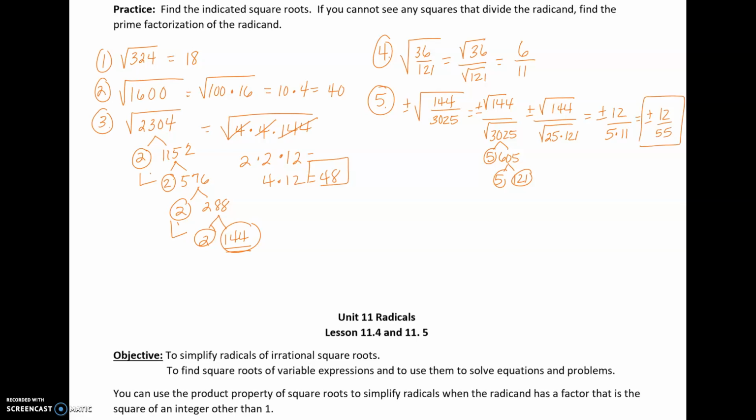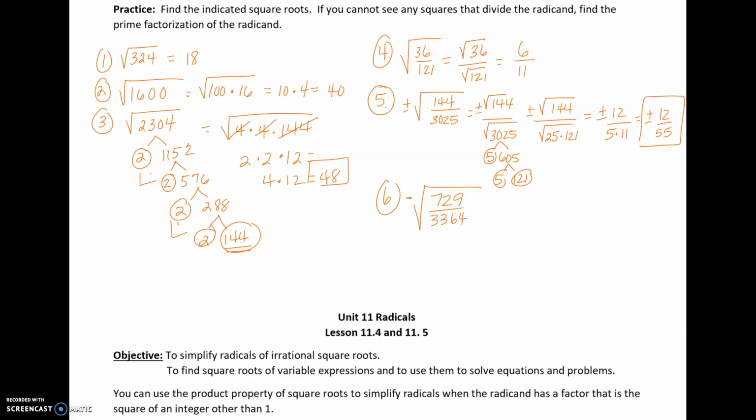Okay, I have one more here. Number 6. The square root of 729, and this is the negative square root of 729 over 3,364. Okay. Oh, actually, I have a couple more. I think there's 2 more in this section. I thought there was just 6. So let's look at this one.